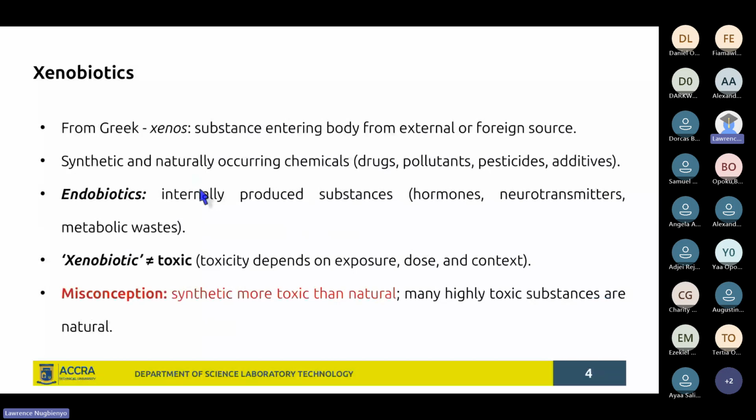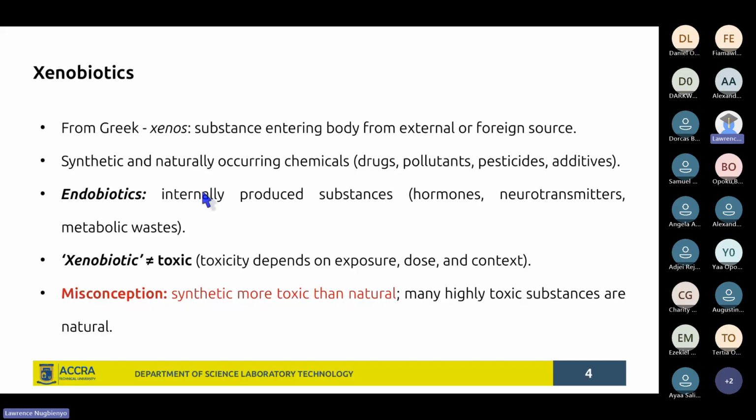And this brings us to what we refer to as xenobiotics. Another term we come across is xenobiotics, coming from the Greek word xenos, which simply means foreign, something which is coming from an external source. And xenobiotics refers to substances that are entering the body from an external source or a foreign source.